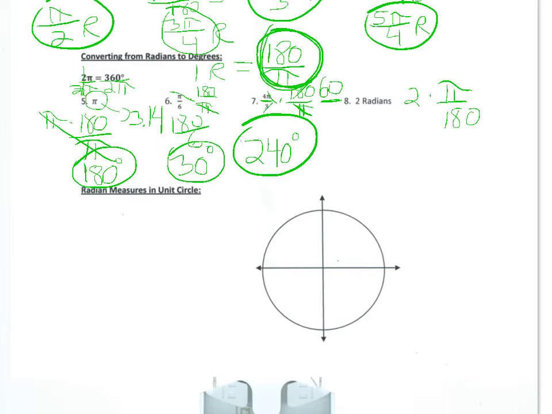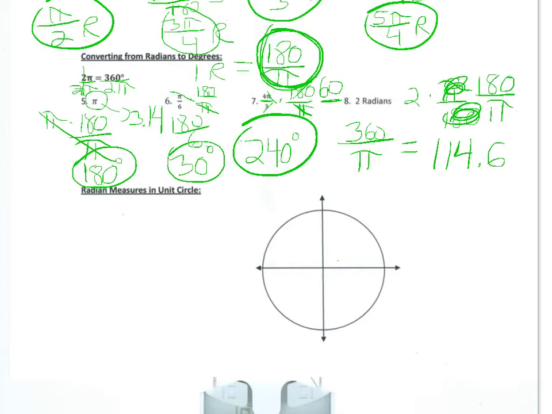Now, you're just going to get an ugly decimal. So this is where you need your calculator. Oh, I'm sorry, I screwed it up. It should be the other way around. It should be 180 over pi. So when you multiply this, you wind up getting 360 degrees, and you divide it by pi. So I'm going to put that on my calculator right now. 360 divided by pi. And we wind up getting 114.6 degrees.